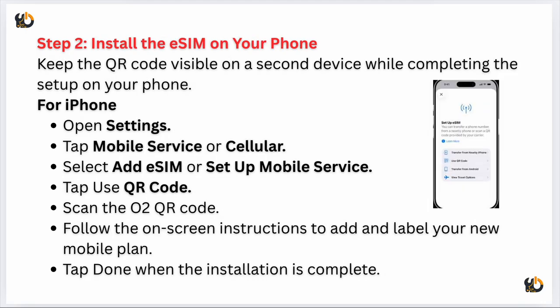Step 2. Install the eSIM on your phone. Keep the QR code visible on a second device while completing the setup on your phone.